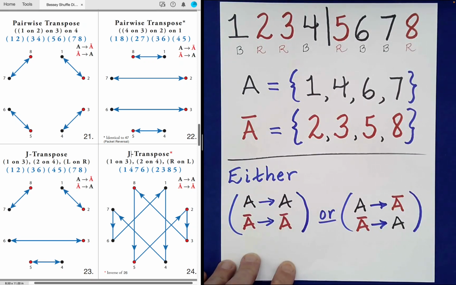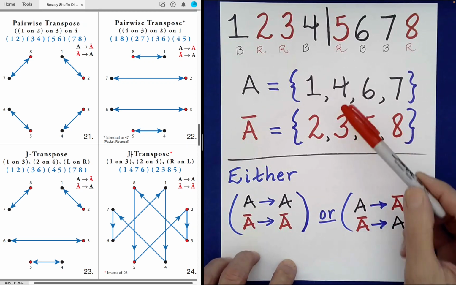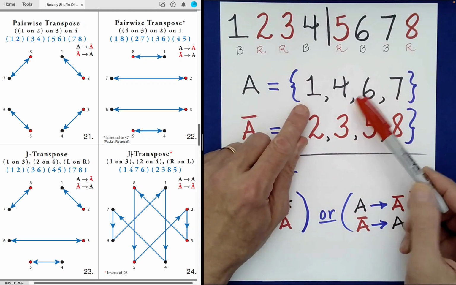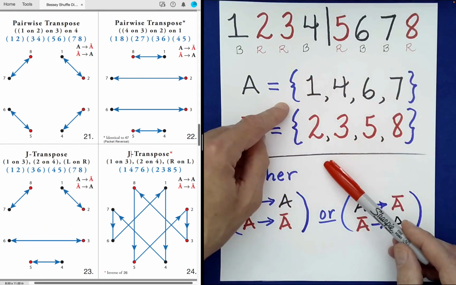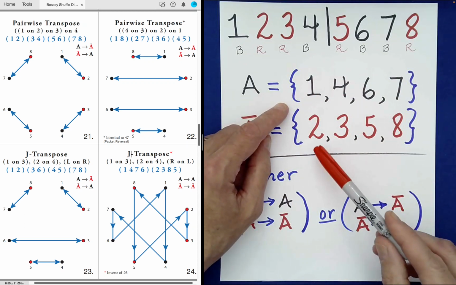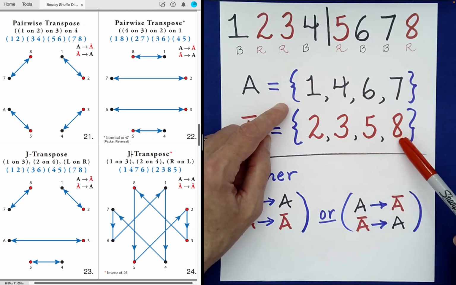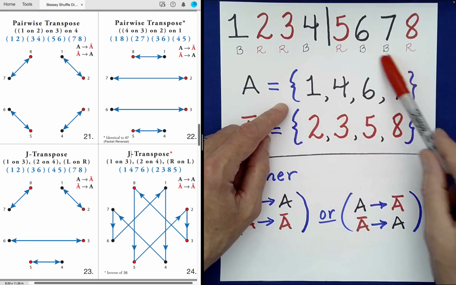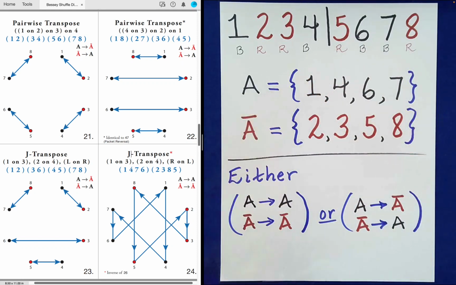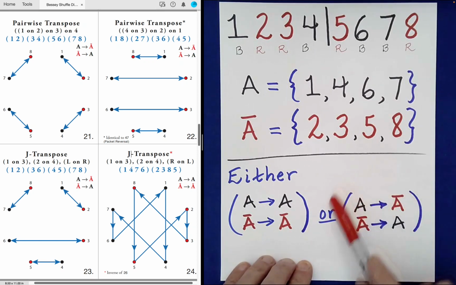That's in contrast to something we call an inversion of the sequence. What happens here is cards that were originally in positions 1, 4, 6, 7 get moved to somewhere among the position values 2, 3, 5, 8. And vice versa. Cards that began in these positions get moved somewhere to these positions here in the set A. If that occurs, we say inversion has occurred, and it's denoted as indicated here.